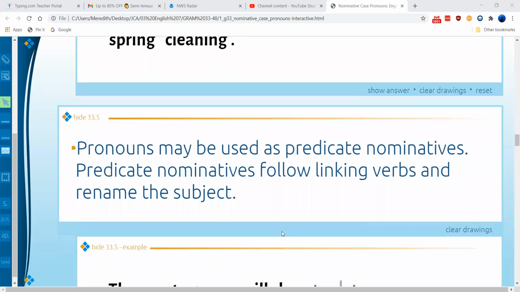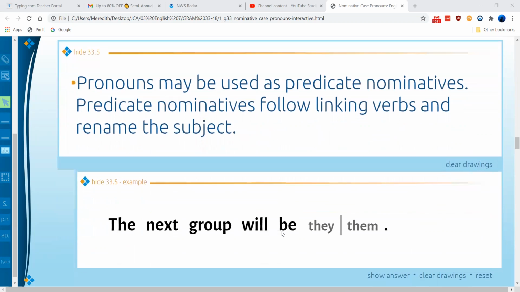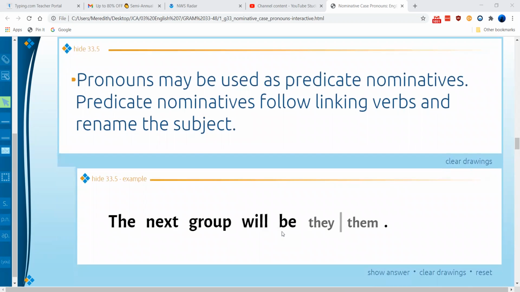And this helps too because the next case is called objective case. And so that's where all your objects belong. Direct object is objective, indirect object is objective. It gets a little bit easier. But know that if it's renaming the subject, it needs to use the same case as the subject, which is nominative case.